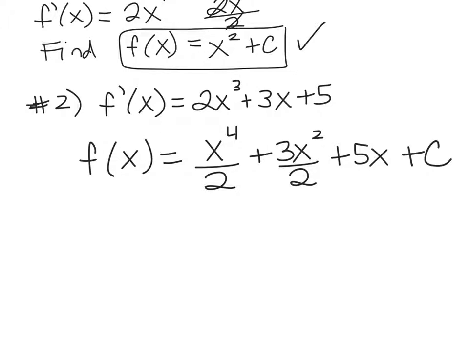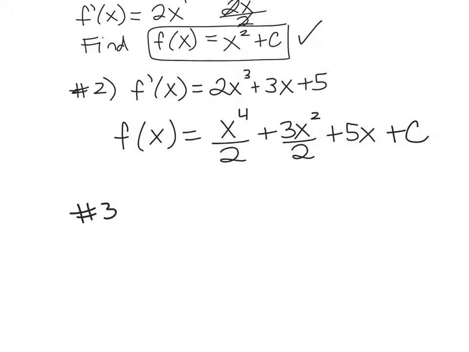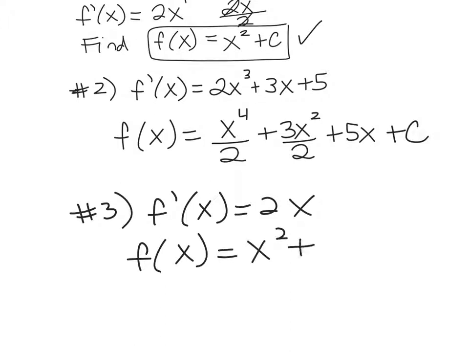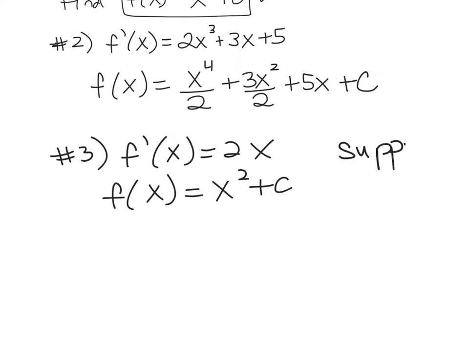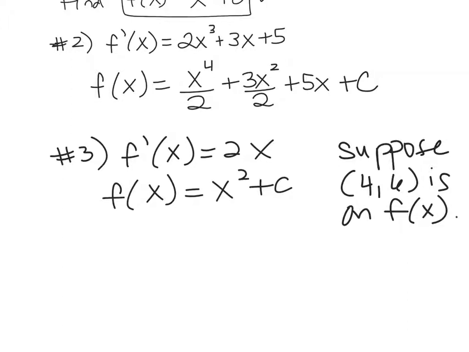Now, sometimes they're going to give you a point so that you will have to find the exact function that it was. So, for example, let's go back to that first one where f prime of x is 2x, and then we found that f of x is x squared plus c. But then they might also say that suppose the point (4, 6) is on f of x. So now we can find the exact function that's going to work. Instead of plus c, there's an infinite amount of functions. But when they give us a specific point, we can find the one that does fit.